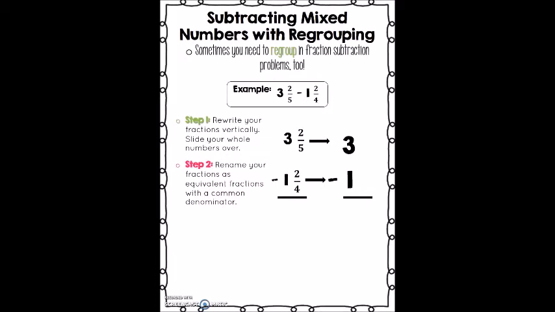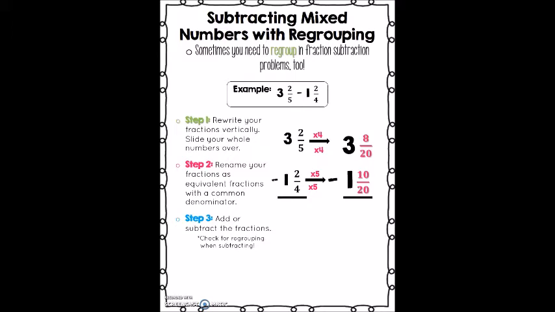Next, I'll rename my fractions as equivalent fractions with common denominators. So I remember that the common denominator between 5 and 4 is 20. So for 2/5, I needed to multiply 5 times 4 and 2 times 4 for an equivalent fraction of 8/20. And in 2/4, I multiplied 4 times 5 and 2 times 5 for an equivalent fraction of 10/20. Now I'm going to add or subtract the fractions.